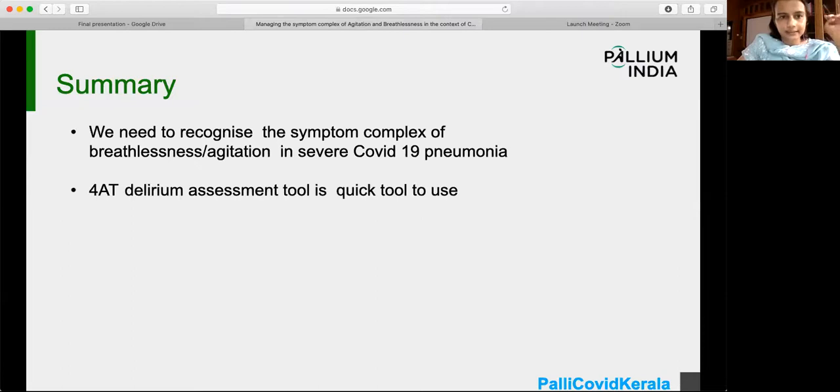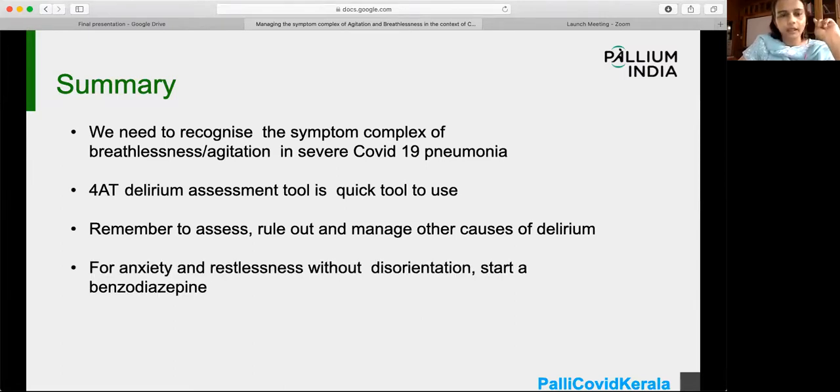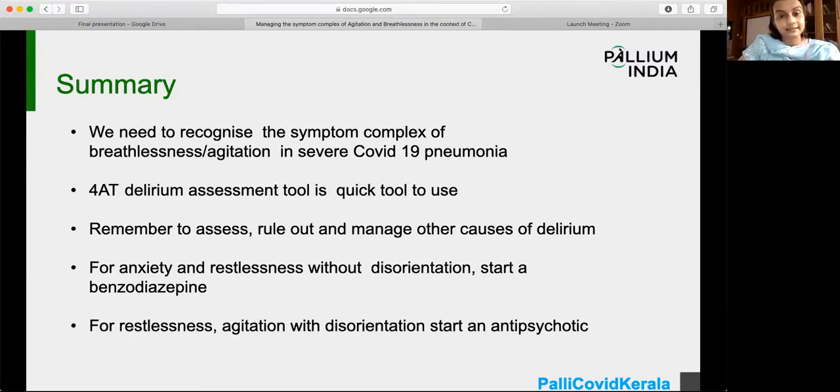So to summarize, we need to recognize the symptom complex of breathlessness and agitation in the severe COVID-19 pneumonia. 4AT delirium assessment tool is a quick tool to use to assess for delirium. And remember to assess, rule out, and manage other causes of delirium. And for anxiety and restlessness without disorientation, start a benzodiazepine. For restlessness, agitation with disorientation, start an antipsychotic, first line.